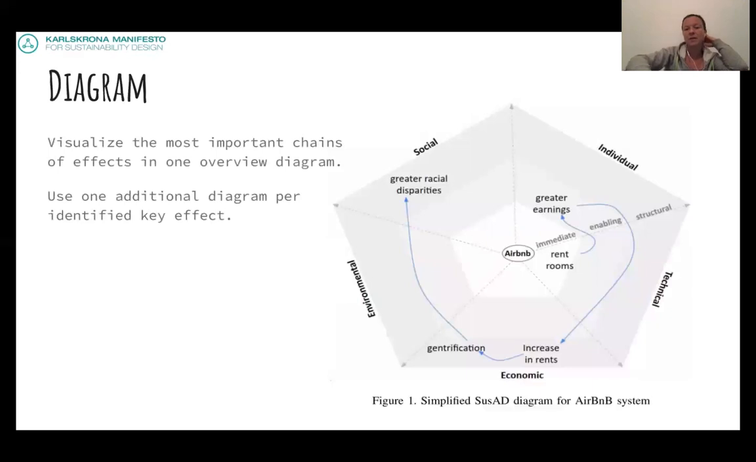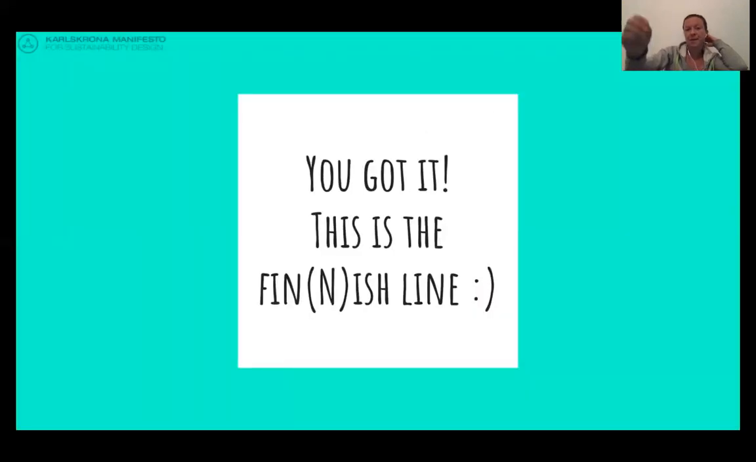And we have the diagram that visualizes the most important chains of effects in one overview. And then you can have additional diagrams per key thematic area. And this is just the same example that we had earlier from the Airbnb system. You got it. This is the finish line. It has a second end in there because this is the workshop template we developed for the Finnish workshop, and then we had modified versions for the other countries. So I hope this gives you a good first insight.